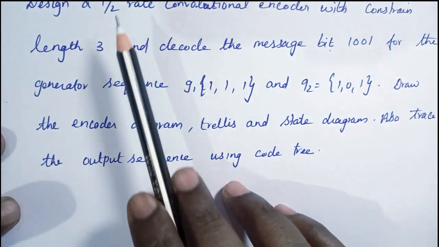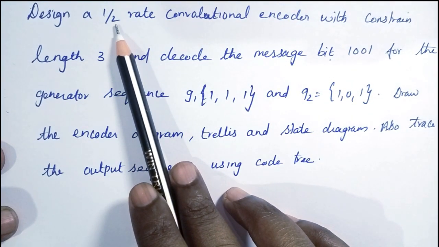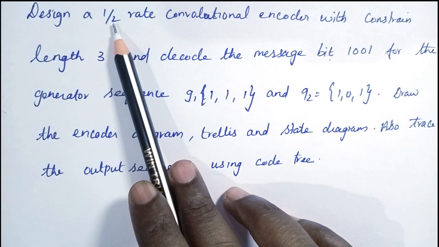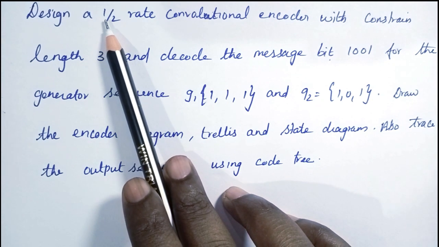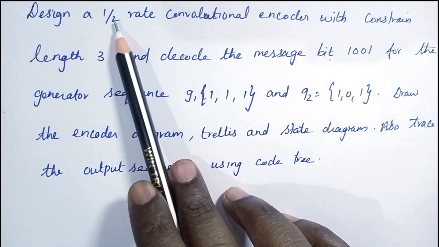The code rate is nothing but 1 by 2. Here 1 by 2 denotes k by n, that is, each message bit has an output of length 2. So the small k is 1 and n is 2, so a single message bit is going to have an output which is of length 2.